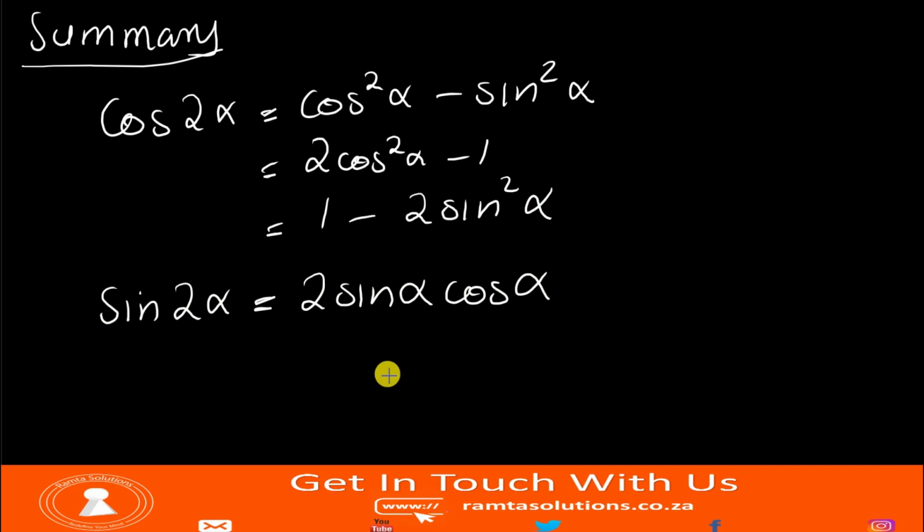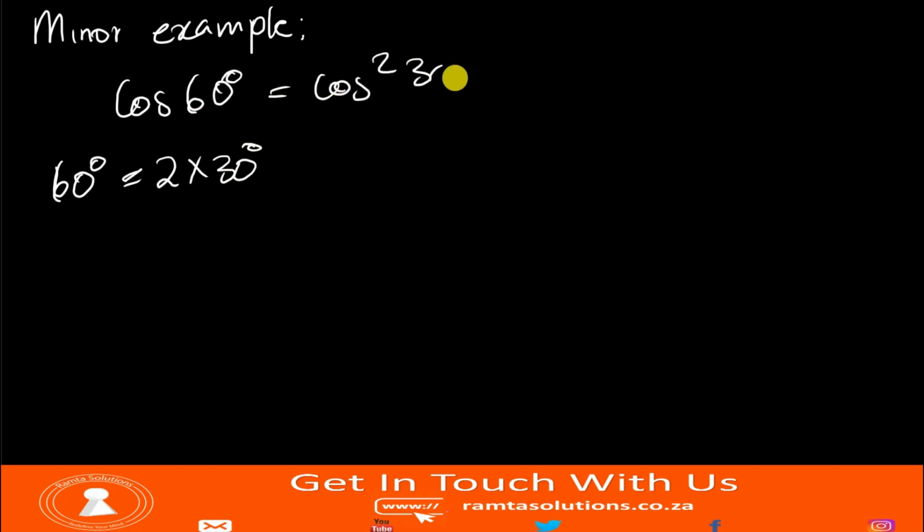Now, I want you guys to note something. Let's say we have 60 degrees. I will say cos 60 degrees as an example, a minor example. So let's say we have cos 60. How we use cos 60 will be if 60 is a double angle, right? So 60 is 2 times something. For it to be double angle, we divide by 2, right? It'll be 30, right? So this will be cos square 30 degrees minus sine square 30 degrees.